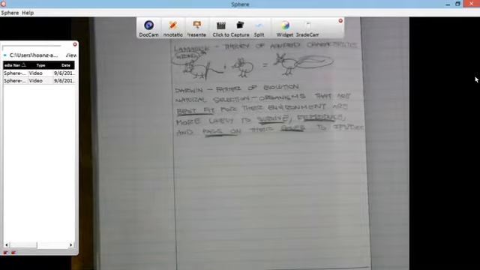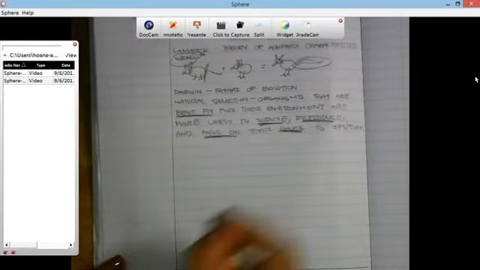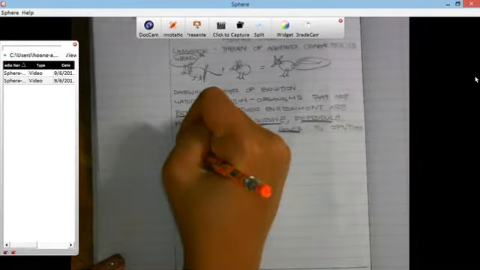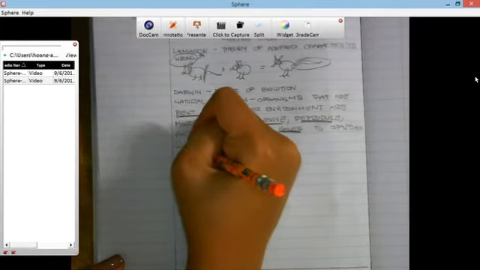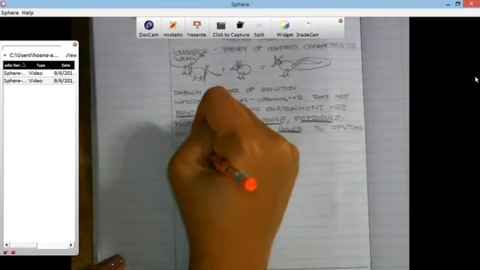So what does this actually mean? What are the components of natural selection? There are 4 main components. And so the 4 main components, the first one is variation.